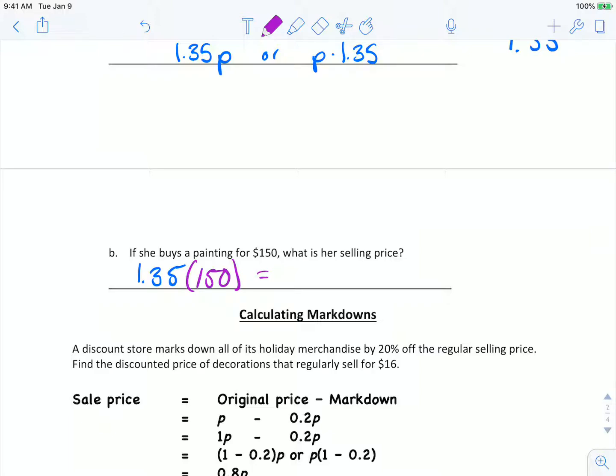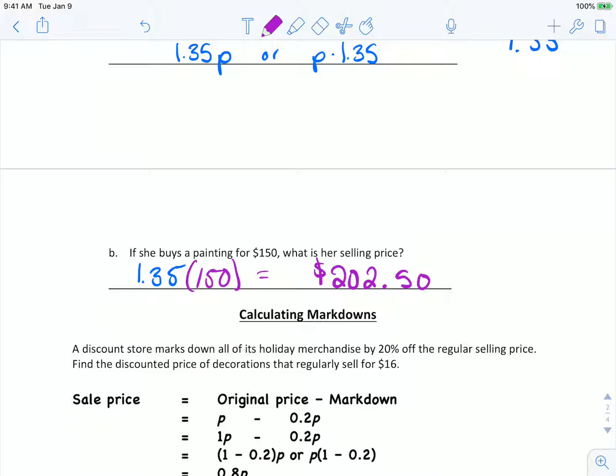All right, CJ, what'd you get? You put times it. Mm-hmm. I got 202.5. Perfect. So 202.5, which is really $202.50, which is more. That's instead of selling it for 150, she's selling it for 202.50. She's just getting a good amount of profit.